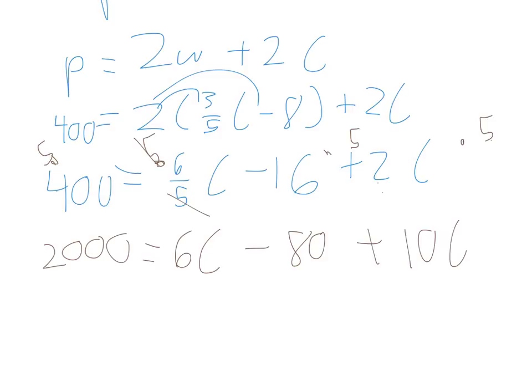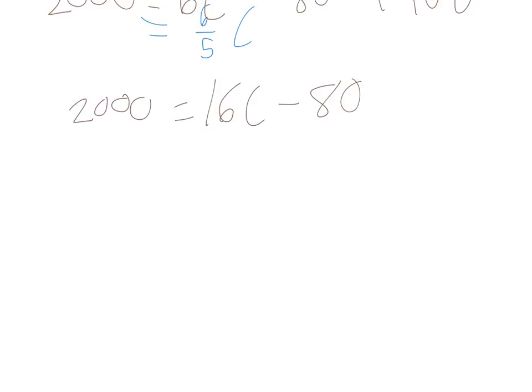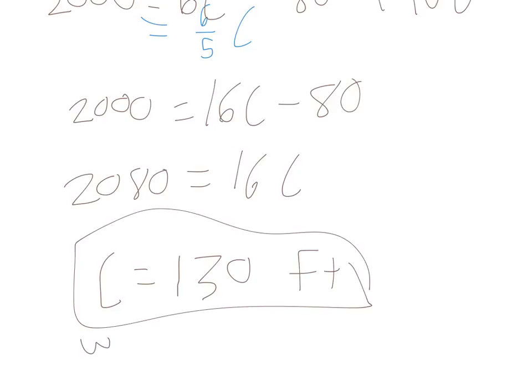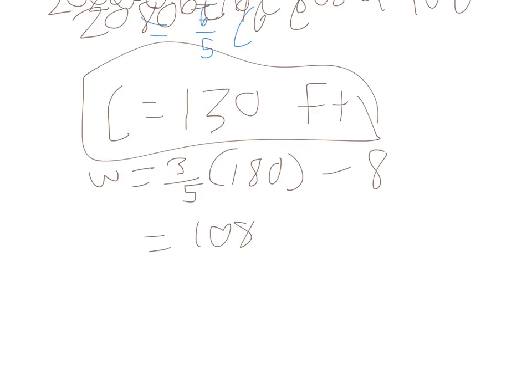Now if you combine like terms, you would have 6 plus 10, which would be 16L minus 80 equals 2,000. So now you can move the minus 80 to the other side by adding, and you would have 2,080 equals 16L. So if you divide by 16, you would find that the length is 130 feet. Now the width, remember, was 3/5 times the length minus 8. So 3/5 times 180 minus 8. That would give us 108 minus 8 if you multiply 3/5 times 180. So that tells you that the width would be 100 feet.